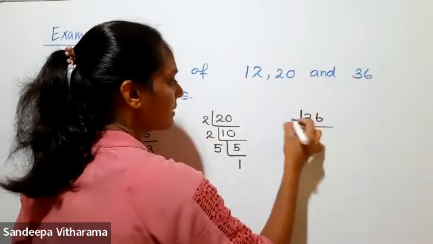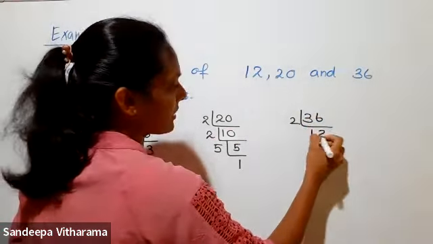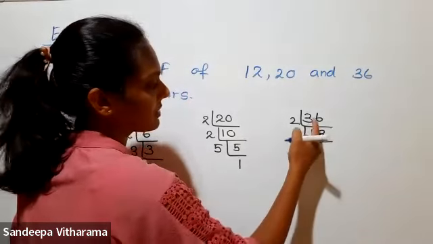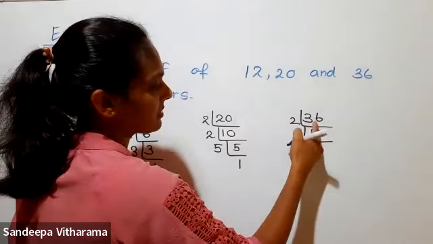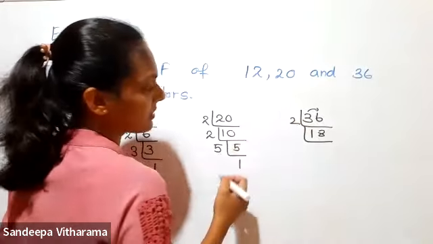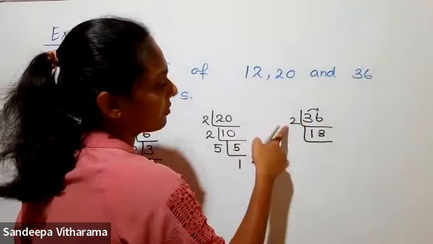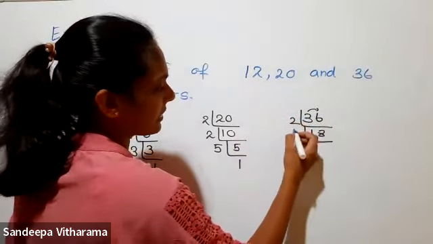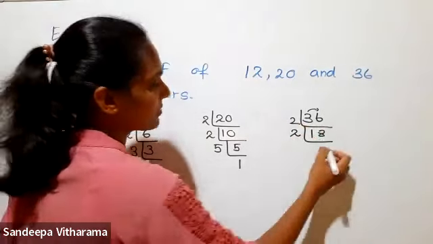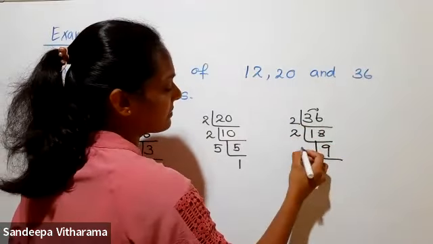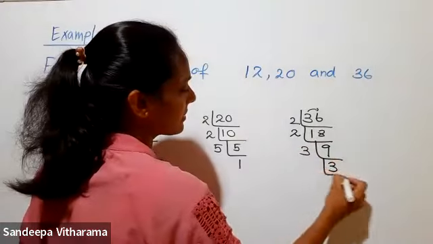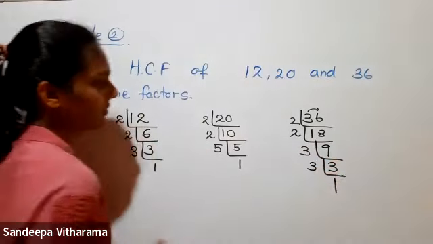36 divided by 2, it's 18. Because how many 2s are there? 1. The remaining 1 goes to the 16. How many 2s within 16? It's 8. 18 divisible by 2, it's 9. 9 divisible by 3, it's 3. 3 divisible by 3, it's 1.